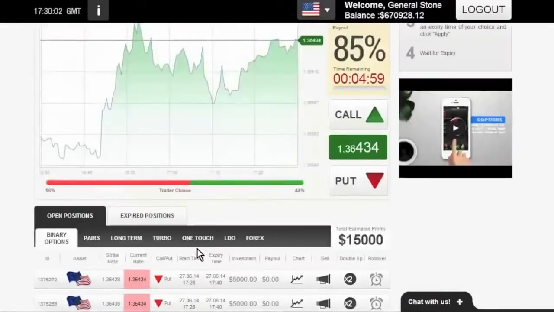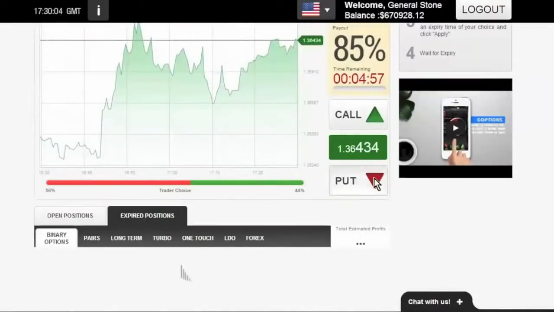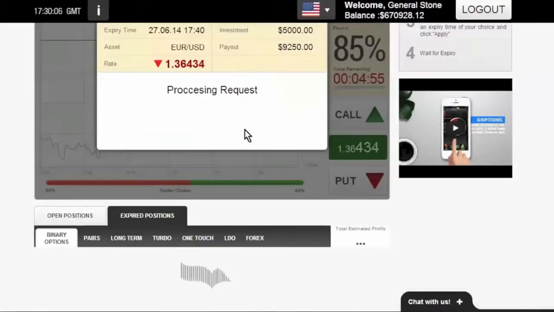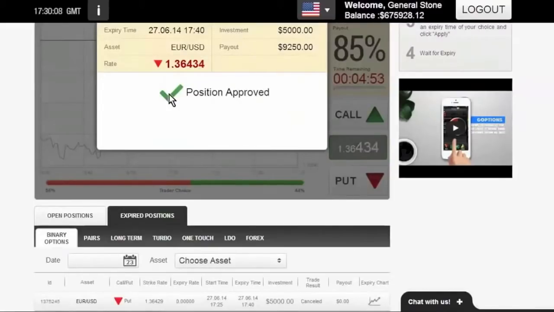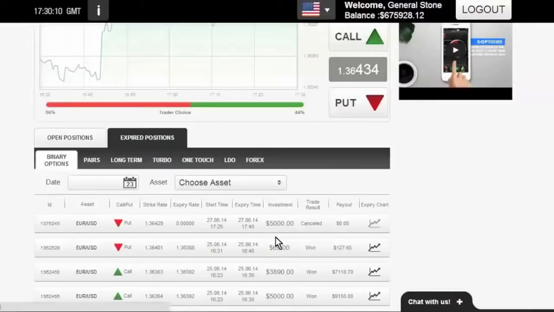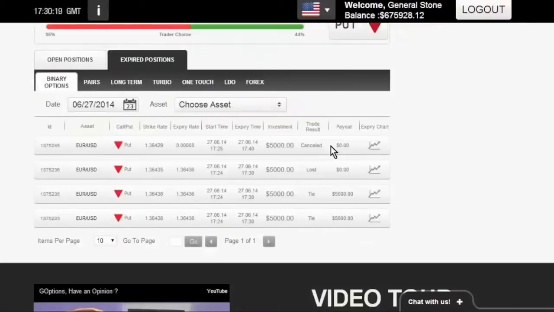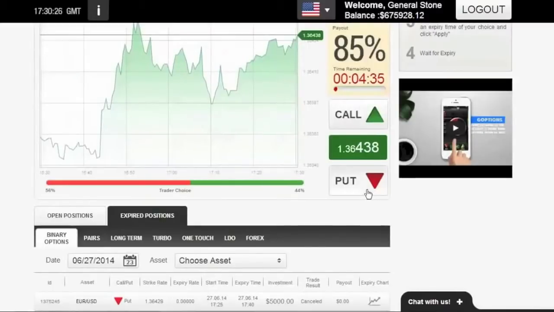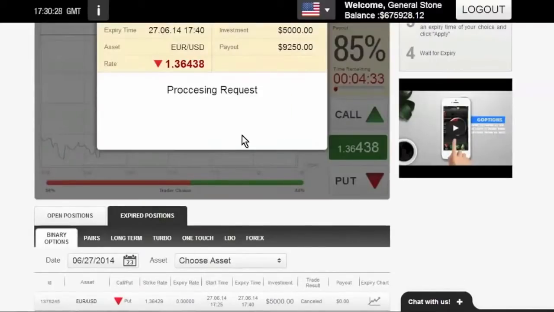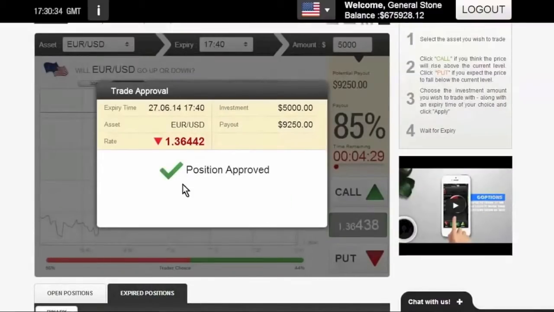And let's see what happened on those expired positions. While that's happening, I'm going to keep attacking this price. 434 I've now got. So the last couple of positions, just waiting for it to refresh itself there. See, today's the 27th. Cancelled, lost, and a tie. So tie and a loss. So I actually ended up losing 5k on that first trade there, as the price spiked up in the last moments. But that's not going to put me off my rhythm.